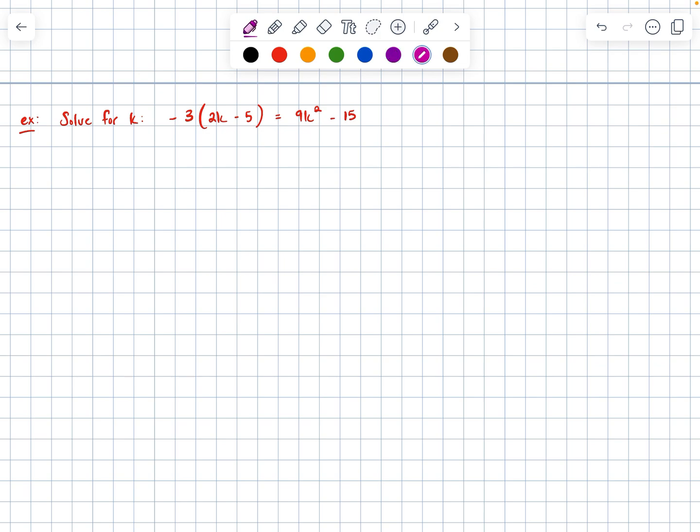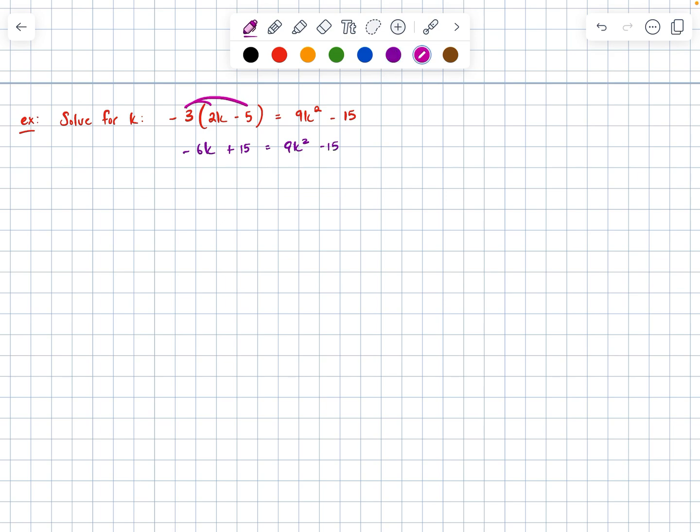Alrighty, let's come back together. So my first move should be pretty clear. Just like before, when I was working with factoring, when I was working with zero property, I want to get rid of parentheses before I solve. So I'm going to begin by distributing this negative 3. Negative 6k from negative 3 times 2k. Positive 15 from negative 3 times negative 5 should be equal to 9k squared minus 15.